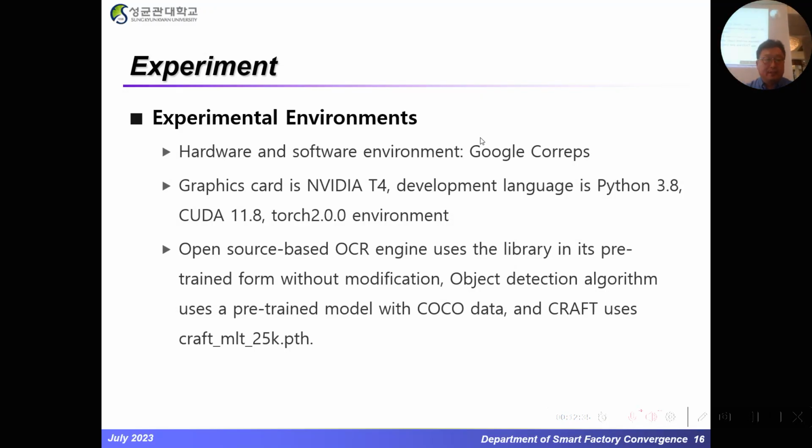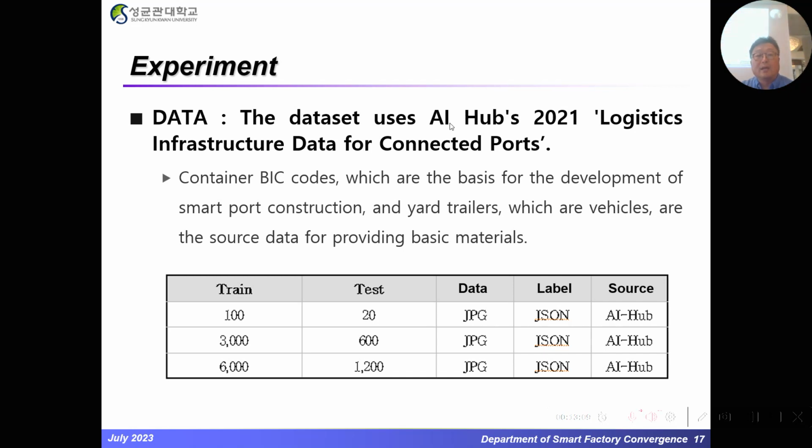Next we explain the experimental environment. We use Google Colab with a graphics card, and the software is Python. We use an open source OCR engine, and we also use CRAFT, which is also open source. Next is the data. We use data constructed by our government on AI Hub. In 2021 the government released the logistics infrastructure data for a connected port, which a company uploaded. It is used for training here.